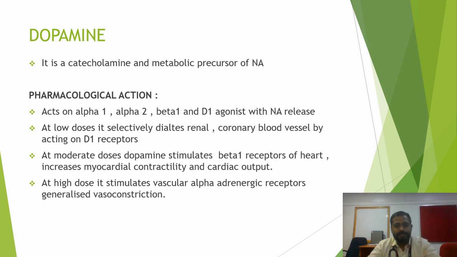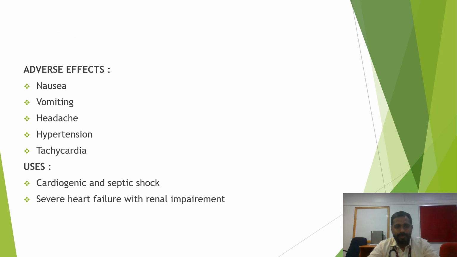At high doses, it stimulates vascular alpha-adrenergic receptors and causes generalized vasoconstriction. Coming to the adverse effects, it causes nausea, vomiting, headache, hypertension, and tachycardia. And its uses are: it is used in cardiogenic and septic shock, and severe heart failure with renal impairment.